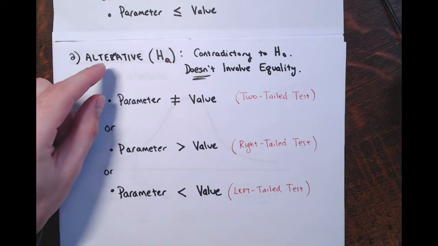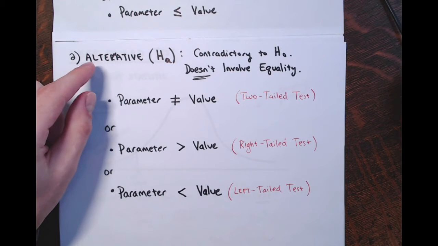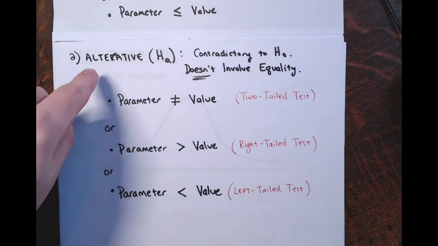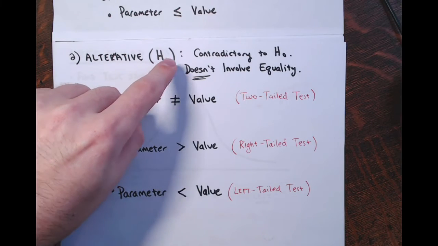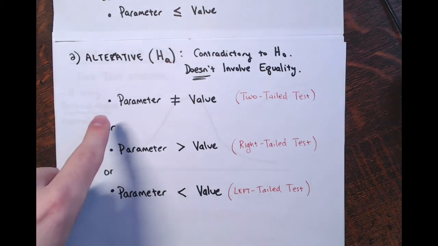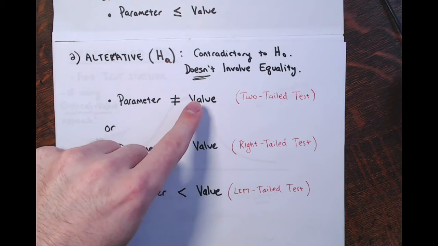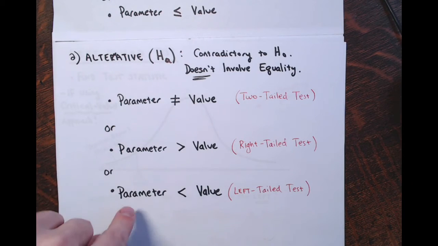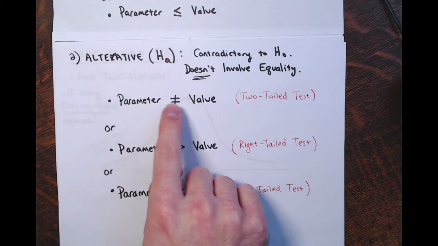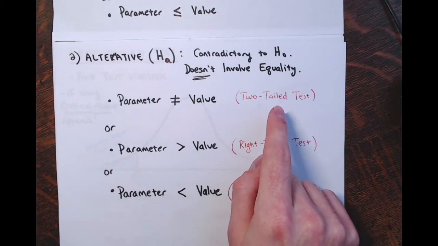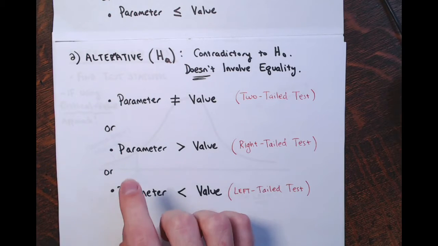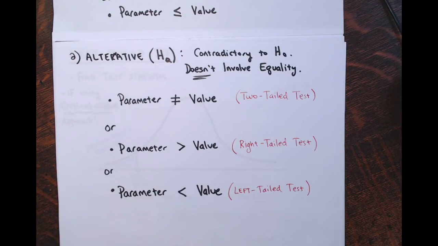So the alternative hypothesis, HA, again, doesn't involve equality, so you could have the parameter is not equal to some value, the parameter is greater than some value, or the parameter is less than some value. If it looks like this, with the parameter not equal to some value, that's a two-tailed test. If the parameter is just greater than some value, that's a right-tailed test. And if the parameter is less than some value, that's a left-tailed test.